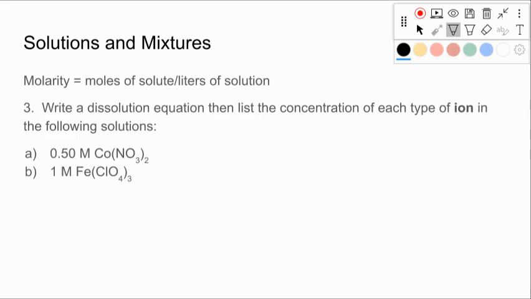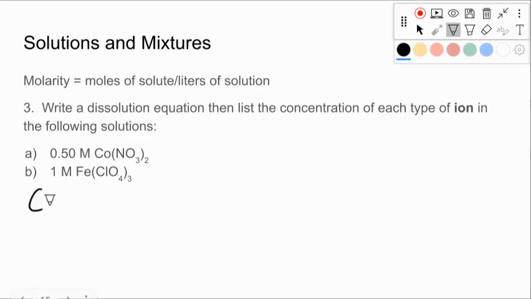So this is something that we start into now and comes up a lot throughout the year. There's this concept called a dissolution equation. In a dissolution equation, we're saying what would happen if I put this in water and it dissolved and broke into its ions. And this problem is asking me, what's the concentration of each type of ion in the solution? So the first thing we've got to do is the dissolution equation.